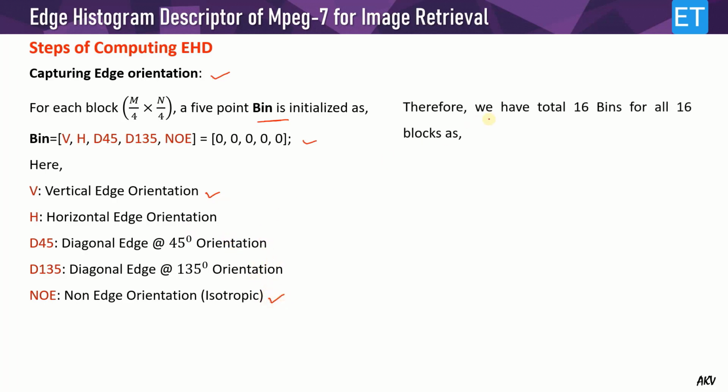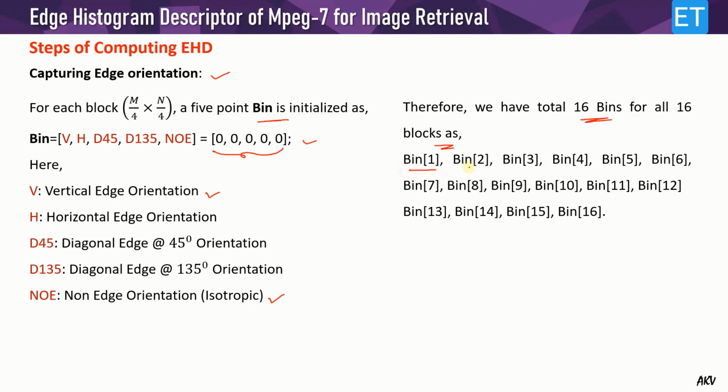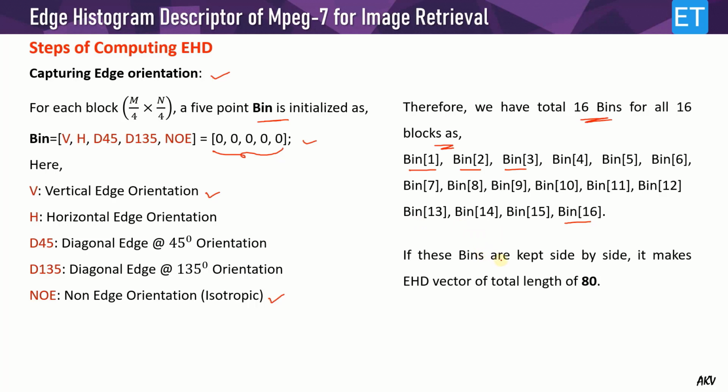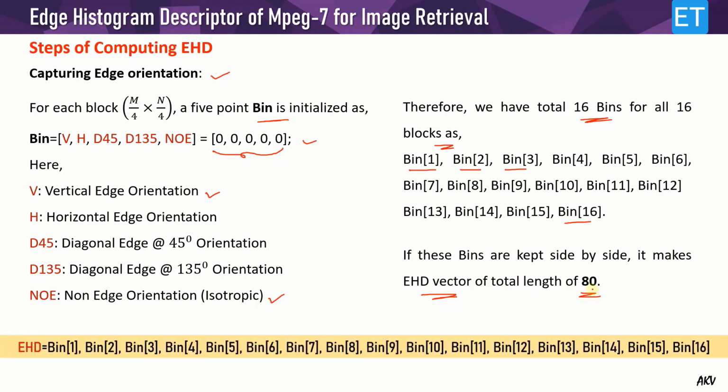Therefore, we have a total of 16 bins for all 16 blocks, and each bin has 5 members. So we have bin 1, bin 2, bin 3 up to bin 16. If we keep all these bins side by side, obviously it will make the EHD vector, and its length will be 80. You can observe this EHD vector where all the bins are kept side by side, from bin 1, bin 2 to bin 16. So this is the 80-point EHD vector.